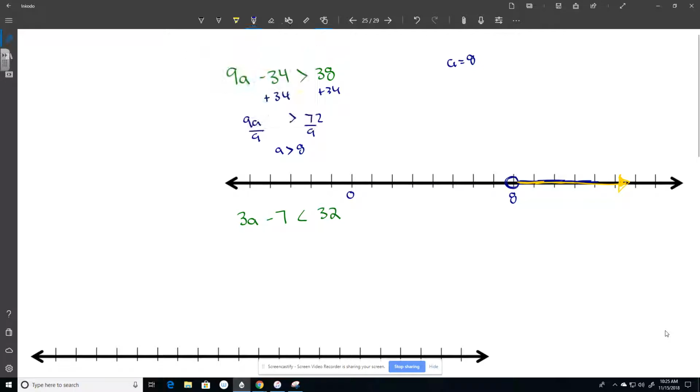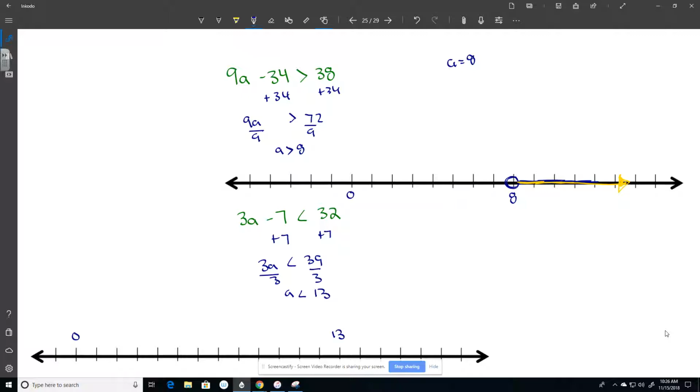Okay, so same idea here. 3a minus 7 is less than 32, so I add 7, I add 7. So 3a is less than 39. Divide by 3, so a is less than 13. Again, on the number line, I care about two numbers, 0. So 0 can be right here, and 13. 1, 2, 3, 4, 5, 6, 7, 8, 9, 10, 11, 12, 13.